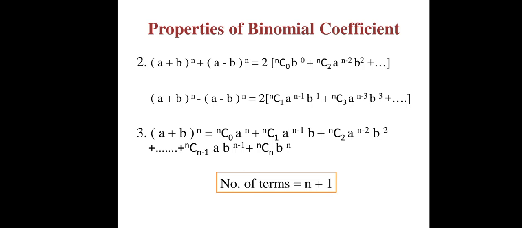Third property: we have a plus b whole raised to n as the general formula. As per the observation of this formula, we can say the number of terms on the right side will be n plus 1. Here n indicates the power. Just take an example of a plus b whole raised to 2. Whole raised to 2 means the power value will be 2. What about the formula we have? a square plus 2ab plus b square. On the right side we are getting 3 terms. So we can say the number of terms on the right side will be n plus 1 as compared to the power.